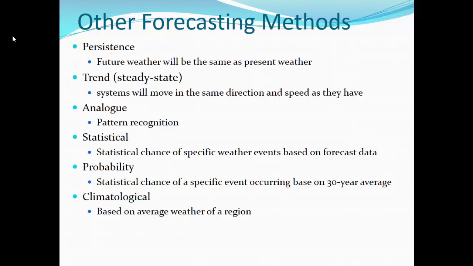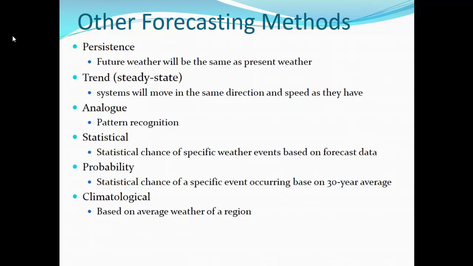Persistence forecasting is something that works well in Central Florida in the summertime. Persistence forecasting tells us that future weather will very likely be the same as present weather, unless something significant occurs that's going to change it. So we have a very static weather pattern in Central Florida in the summertime, so you're pretty certain on July 1st, when it's hot and humid, with scattered afternoon showers and thunderstorms, that on July 2nd, 3rd, and 4th, it's also going to be hot and humid with scattered afternoon showers and thunderstorms, and that is a persistence forecast.